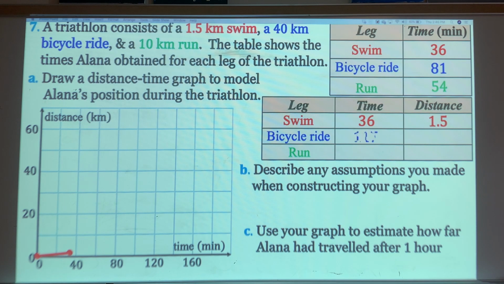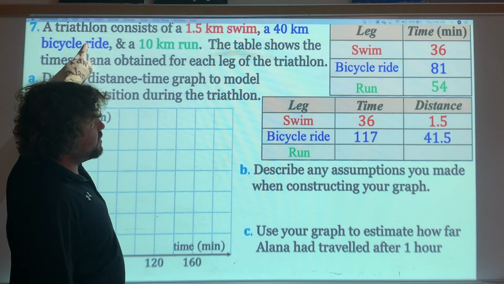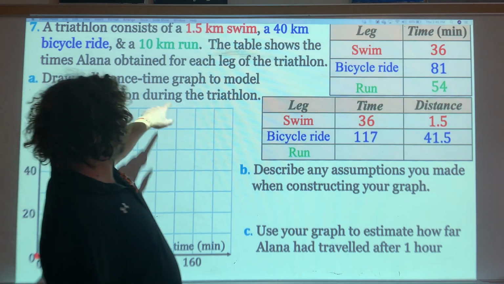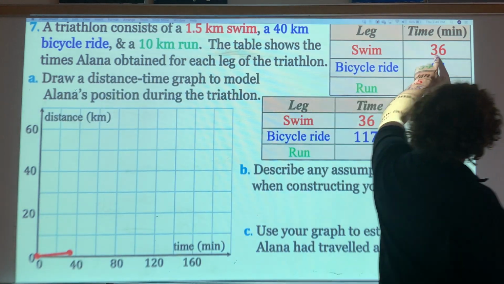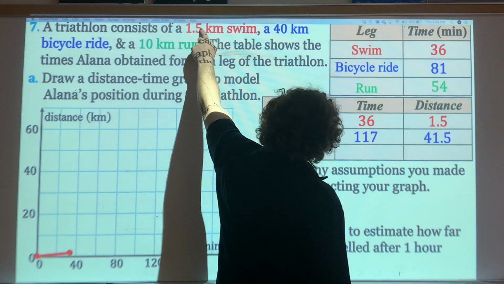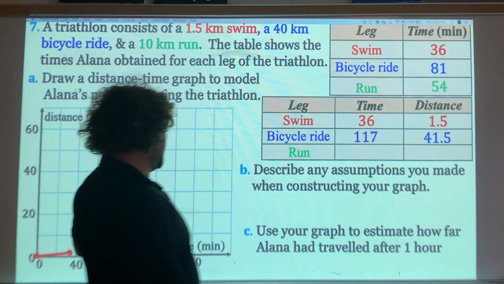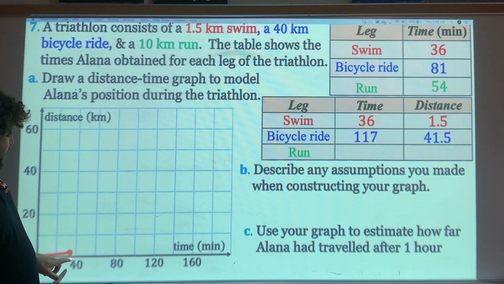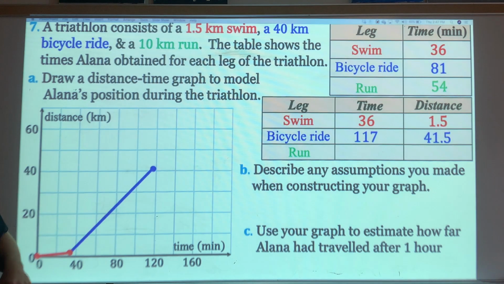You have the bicycle ride, 117. 117 minutes you're going, and she goes 40 kilometers. Now she goes a lot. So what you do is, sorry, not 117. Take your 81 and add it to 36, so the total time now is 117. 40 plus 1.5, your total distance is 41.5. So you go 41.5 up and 117 over, and then that's your line. You have to keep on adding these pieces together.